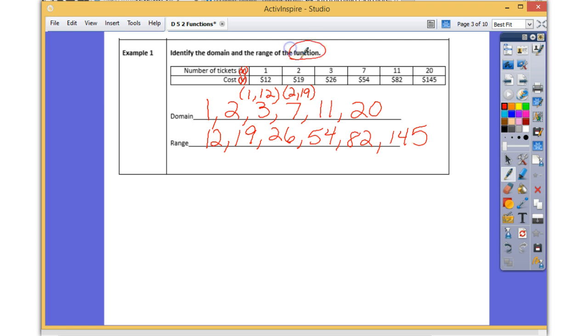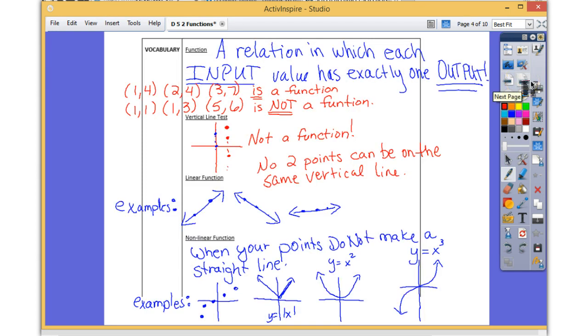This is a function because the domain right here, none of these numbers in the domain repeat. So it is a function. If at any time we have a repeated number in the domain, or the X, the first number here, it is not a function. Because a function is a relation in which each input value has exactly one output.